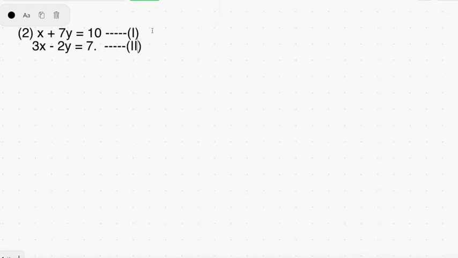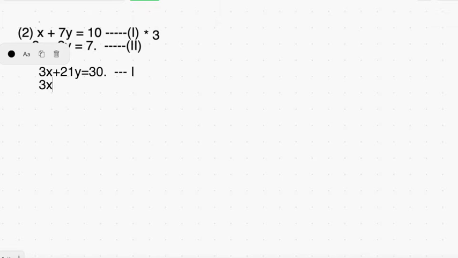So we have to multiply equation 1 by 3, correct, to make it a 3x. So I'll do equation 1 multiplied by 3. What I'll get is 3x plus 7 into 3, which is 21y, is equal to 30. So this is the transformation of equation 1 which has happened. And the other equation remains the same, so it was 3x minus 2y is equal to 7, correct. So this is equation 2.